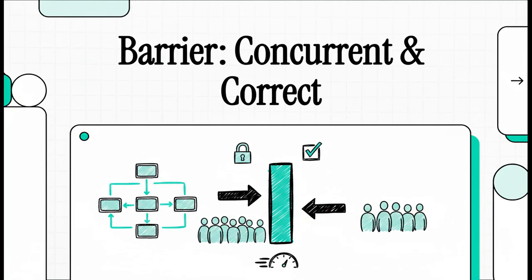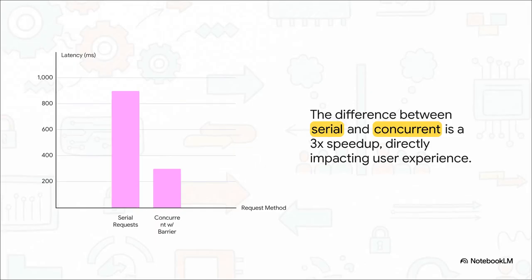All right, let's talk about building systems with microservices. You're always chasing two things, right? You need to be incredibly fast, but you also have to be completely correct. It's a tough balance. Today, we're going to dive into a really powerful technique that helps you nail both, the barrier pattern.